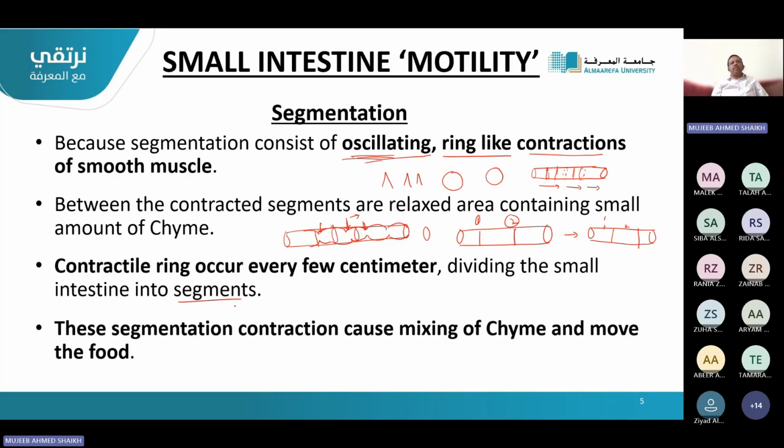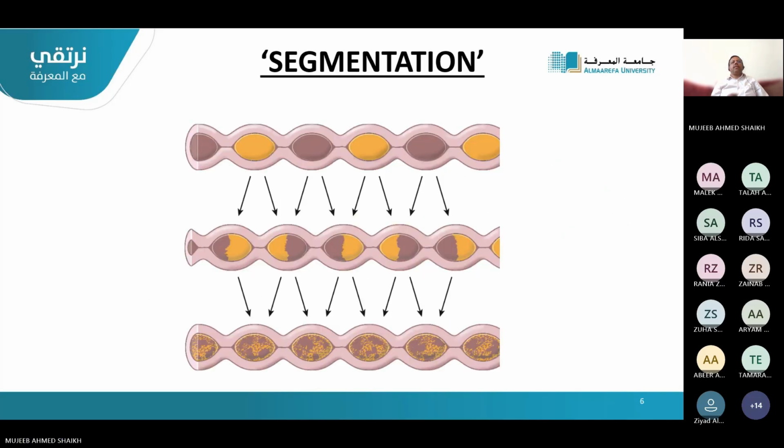I will show you the picture, then you will understand. By this way, it will cause mixing of the food. How? The picture will tell you better. Let's say this is stage number one, at 0 hours, and maybe after 2 minutes, this may be after 4 minutes. At the first stage, contraction is here, here, here, and here. These are the areas where contractions are there.